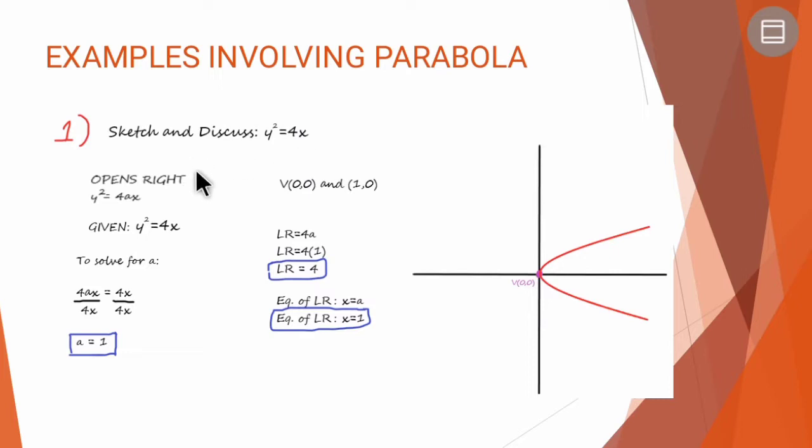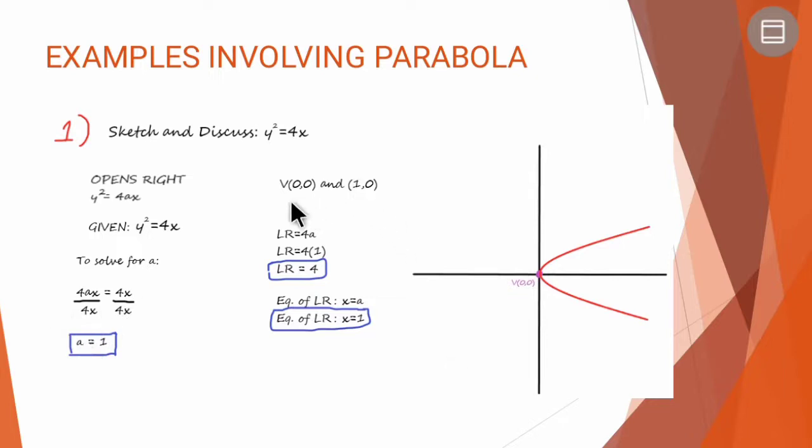Yan. Since it opens right, given we have y squared is equal to 4x, to solve for a, we have 4ax is equal to 4x. So divide both sides of the equation by 4x, and you get a is equal to 1.